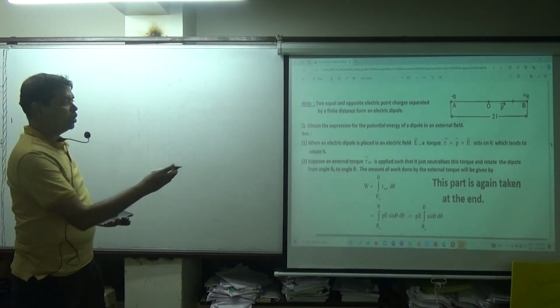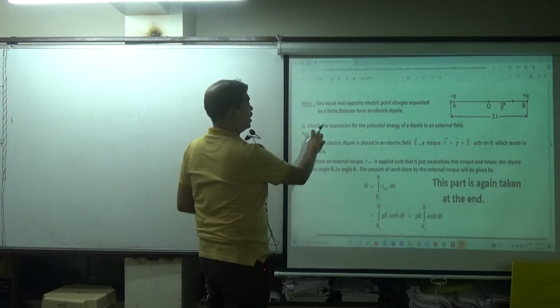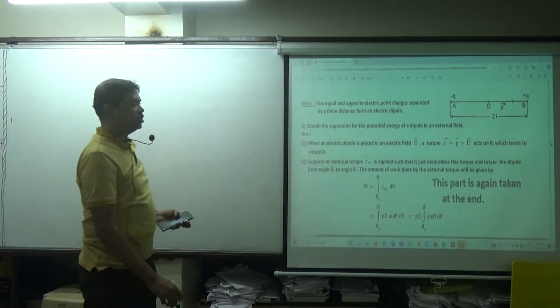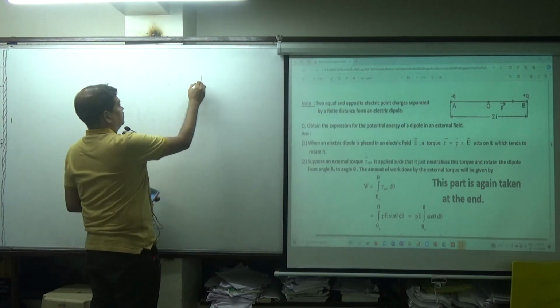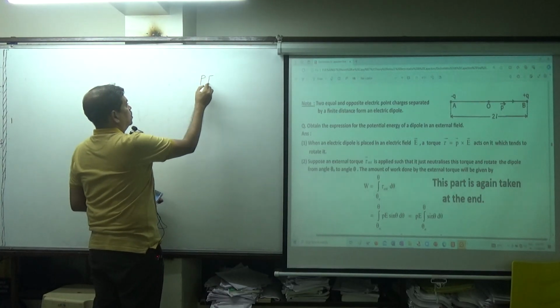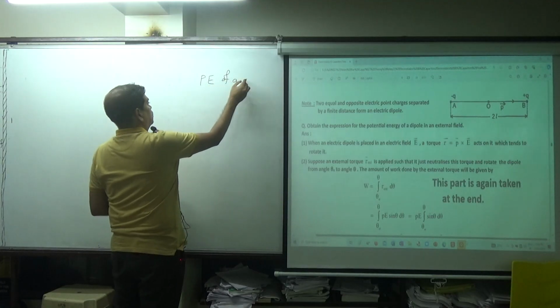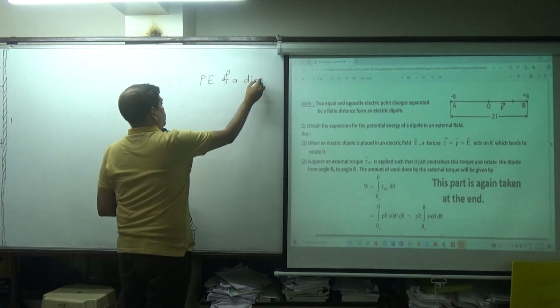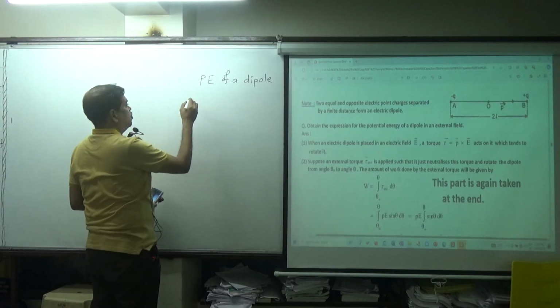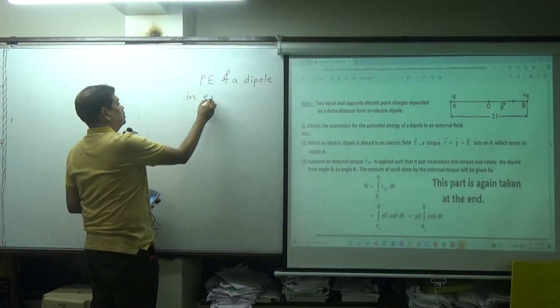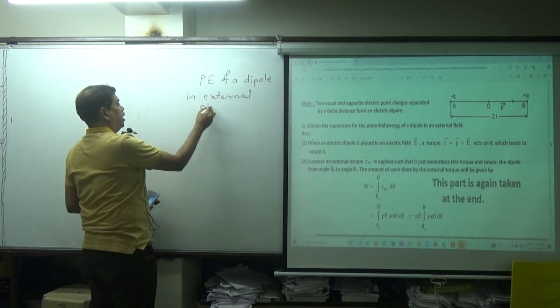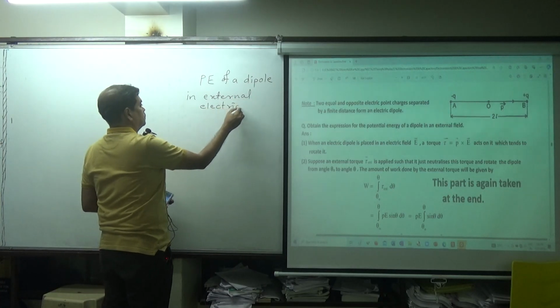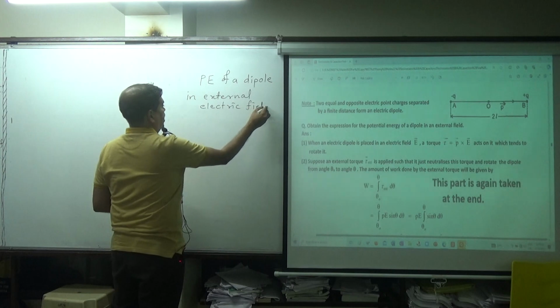So we are going to take the question: obtain the expression for potential energy of a dipole in an external field. Write P of a dipole, in short: potential energy of a dipole in external electric field.